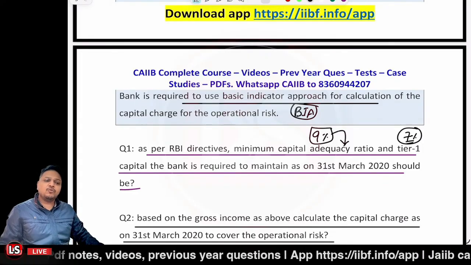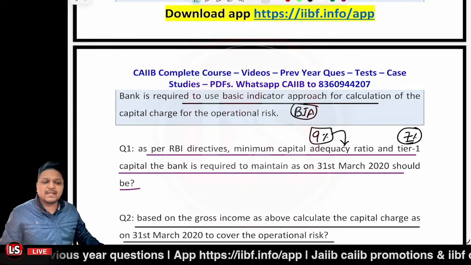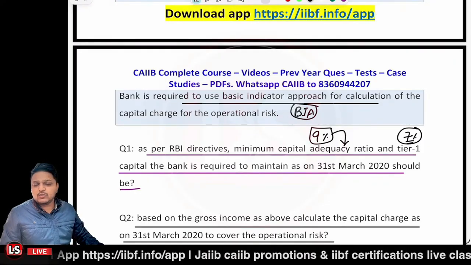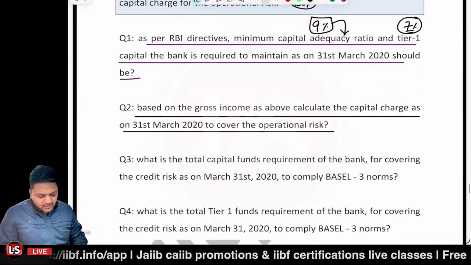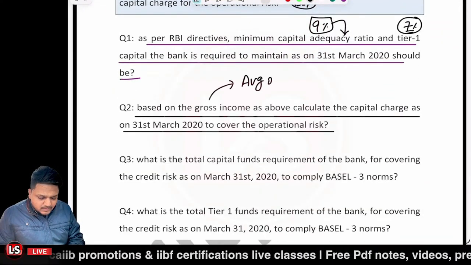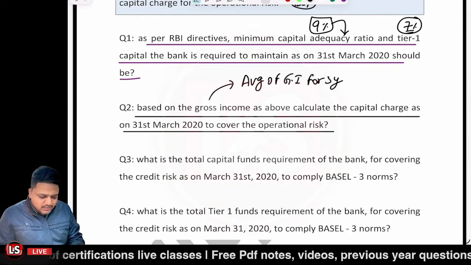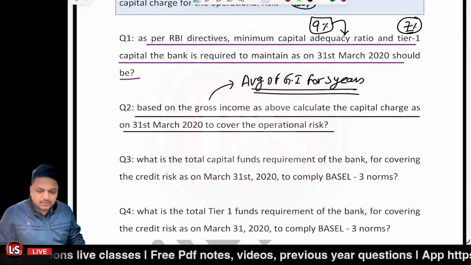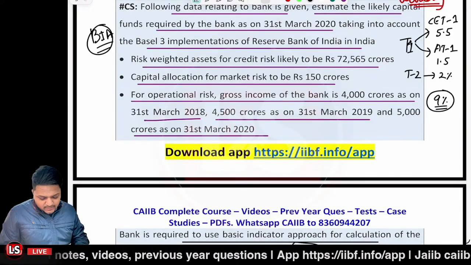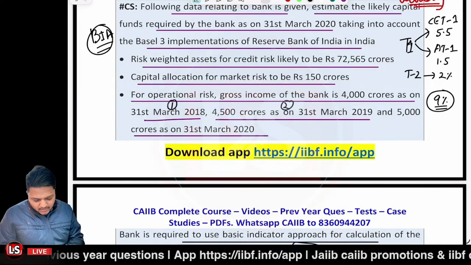in that scenario, how we need to solve it? I told you very clearly that we have to calculate the average of the gross income over the 3 years. Average of gross income for 3 years. We are already provided with the gross incomes, like for first year 2018 we can consider, second year 2019, third year 2020.